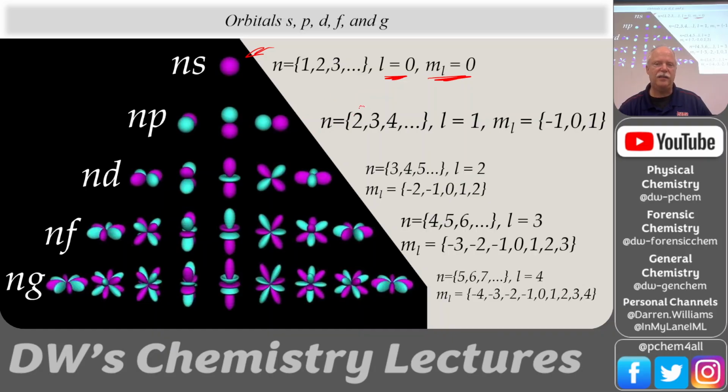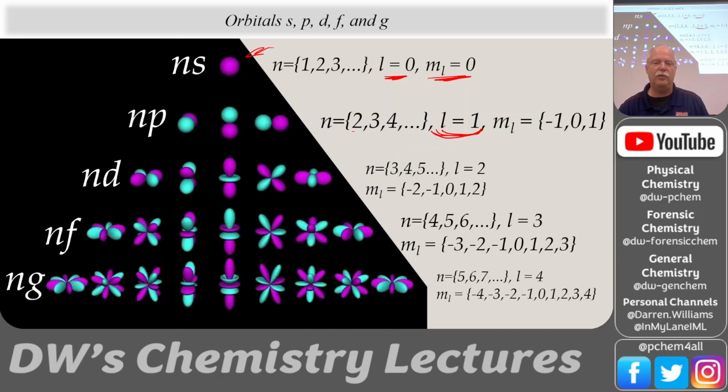These only exist when L equals 1. And remember, L is bound by n minus 1. So you can't have an L equals 1 when n equals 1. So that's why the p orbitals do not show up until row 2. So we don't have a 1p orbital because L can't go that high. It can only go up to n minus 1. And if we have n equals 1, you can't go up to that. Okay. So you only have an L equals 0. You can't have an L equals 1.